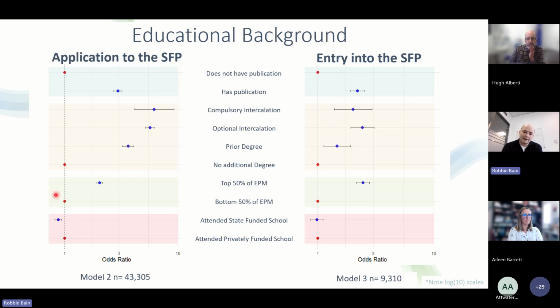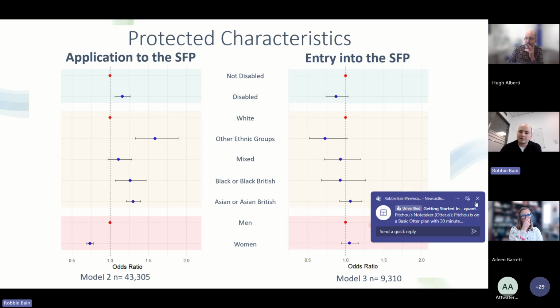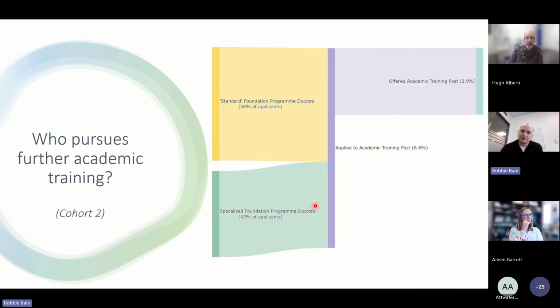We also found that people from state-funded schools were less likely to apply to the SFP, but if they had applied, they were not significantly less likely to get the post. Thinking about protected characteristics now, something worth highlighting is that women were significantly less likely to apply to the SFP, but if they had applied, they had about the same odds of getting the post compared to men. And moving on to socioeconomic data, people from more deprived backgrounds by IMD at least were less likely to apply to the SFP, but were not less likely to get the post if they had applied.